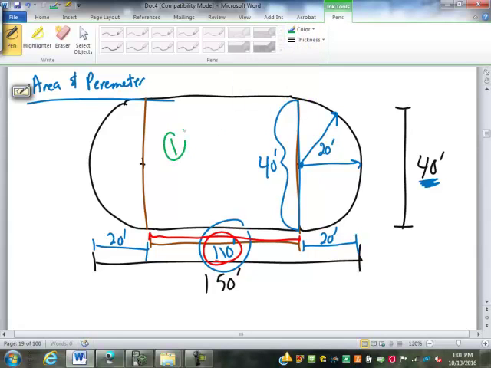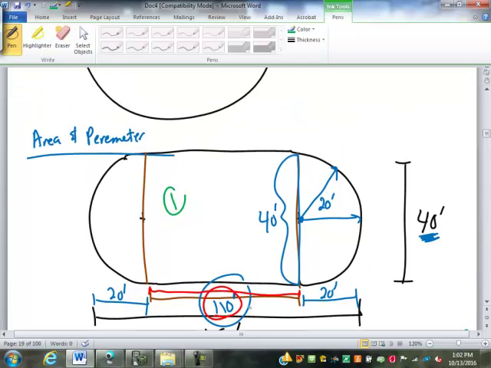So I'm going to start out with that rectangle. The area of that rectangle is 110 feet times 40 feet, or 4,400 square feet. Next, I'm going to look at the two half circles, only I'm not going to look at them as half circles.